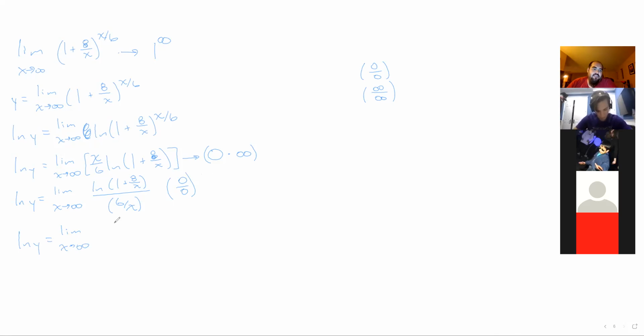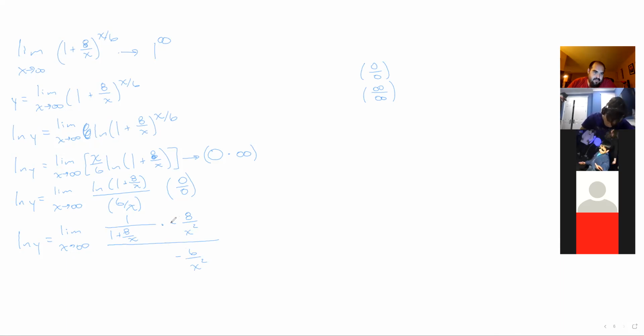what's the derivative of natural log of 1 plus 8 over x? Well, I think it's going to be like 1 over 1 plus 8 over x times the derivative. So 1 over x, or I guess just 1 then in that case, right? No, it's going to be the derivative of 1 plus 8 over x. Oh, so that'll be negative 8 over x squared. Yeah. So that's one derivative. Now I need the derivative of 6 over x. And that'll be negative 6 over x squared.